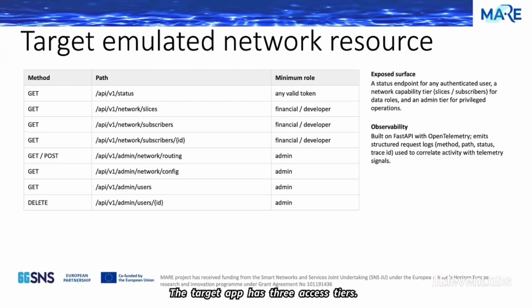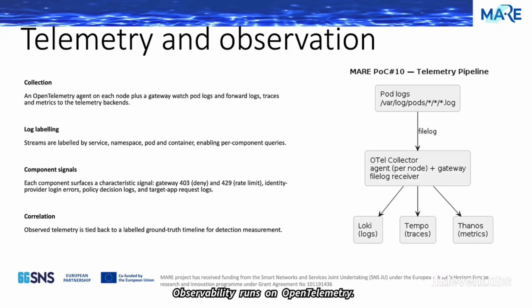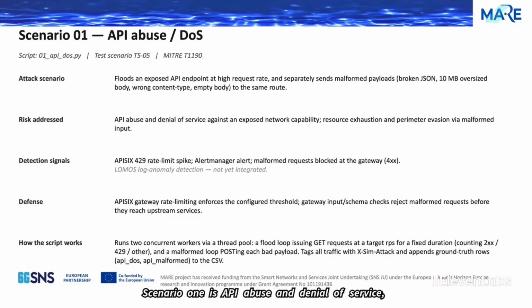The target app has 3 access tiers. Status is open to any valid token. Network endpoints need financial or developer role. Admin routes are admin only. Built on FastAPI with OpenTelemetry, logging every request. Observability runs on OpenTelemetry. Agents forward logs, traces, and metrics to the backends. Streams are labeled by service, namespace, and pod. APISIX emits 403s and 429s. Keycloak surfaces login errors.